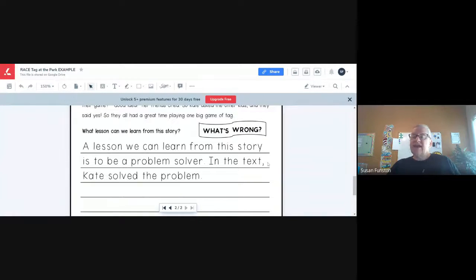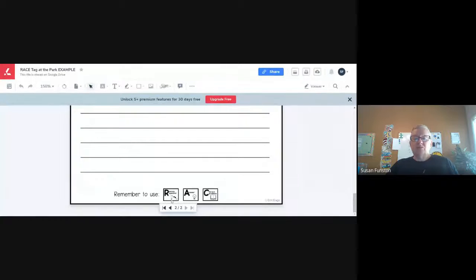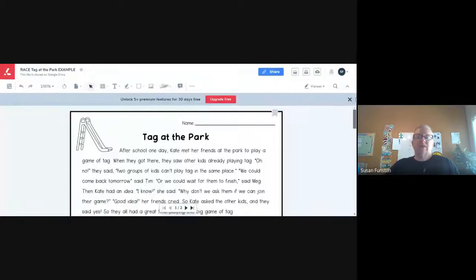So we said in the text, it was a great start. Kate solved the problem. Okay, but how did she solve it in the text? All we're doing is answering again. We didn't give any evidence of what happened in the story. So that's our problem. So here we used our R and our A, but we did not do a good job of using C. So let's stop presenting this one, and we'll present our assignment for today.